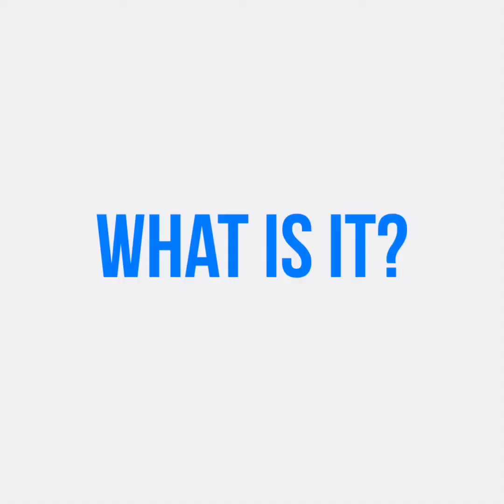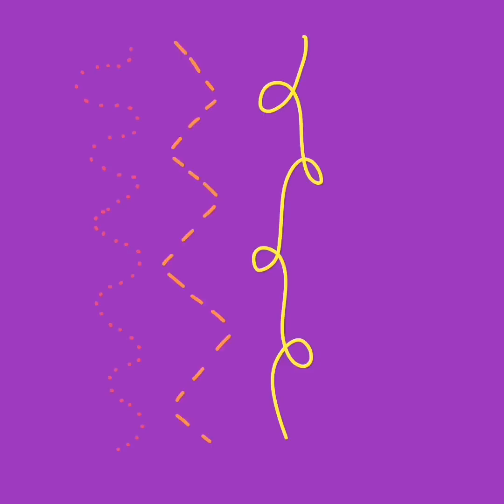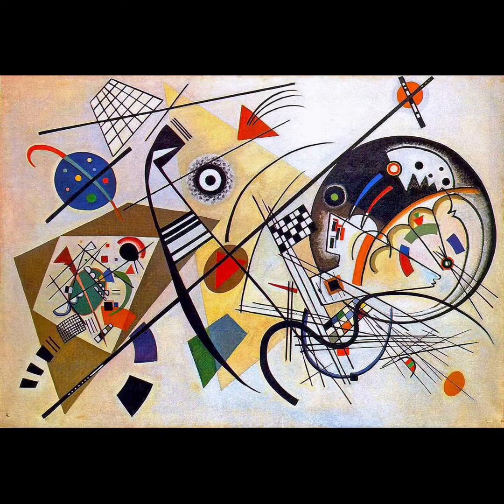Line. What is it? A long, narrow mark or band. Straight lines, zigzags, wavy, curved, dotted, dashed, looping, and swirled. Vasily Kandinsky is very famous for using lots of kinds of lines in his art.